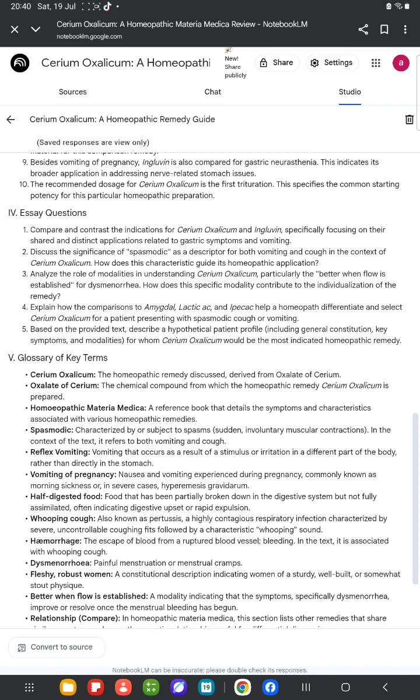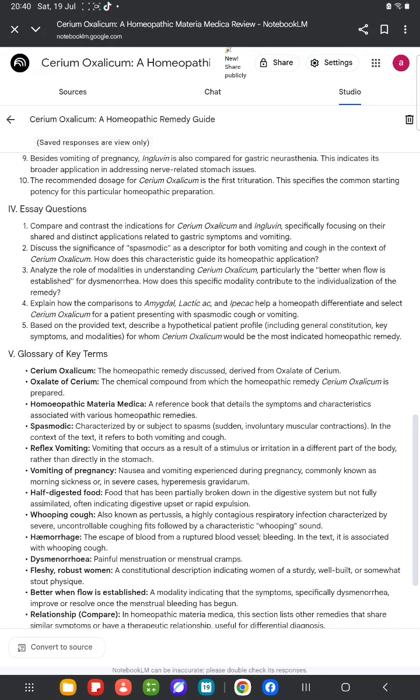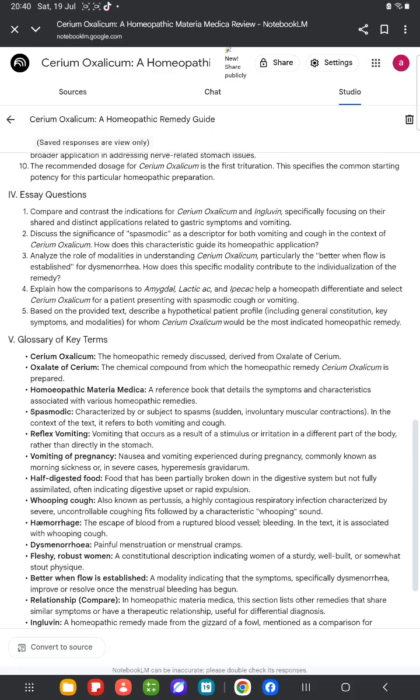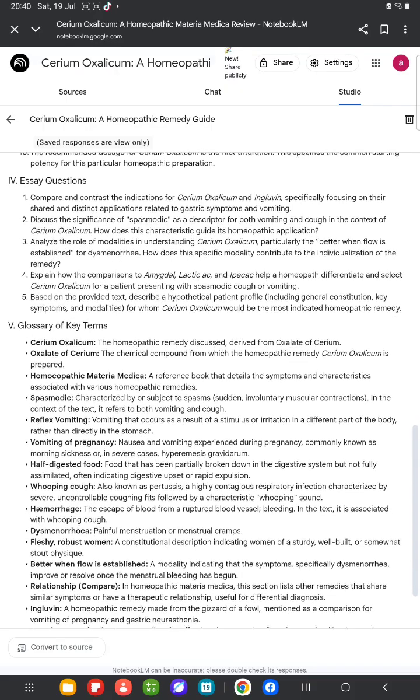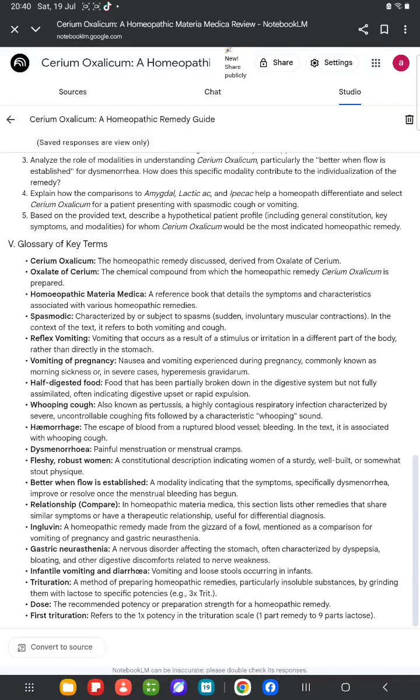So beyond Cerium Oxalicum itself, the source mentions some relationships, comparisons with other remedies. That's always helpful for context. Definitely. It helps place it. The first one is Inglevin, described as made from the gizzard of a fowl. The gizzard of a fowl. You have to admire the sheer resourcefulness, maybe, finding potential remedies in places like that back then. Yeah, quite something. It really highlights how diverse and often quite empirical the approaches were.